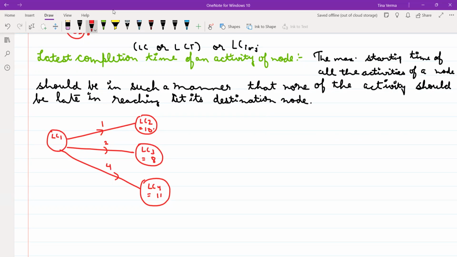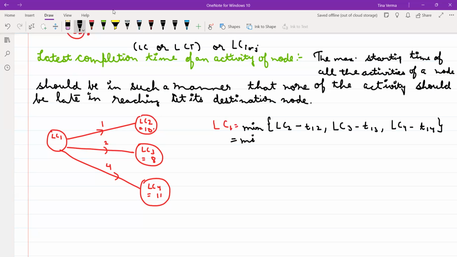So that means here you have to calculate LC1. So what will be the formula? You have to take the minimum of, from where it is coming, LC2 minus the time going from 1 to 2, LC3 minus the time going from 1 to 3, LC4 minus the time going from 1 to 4. So you have to take the minimum.